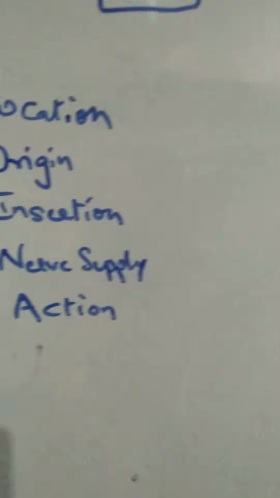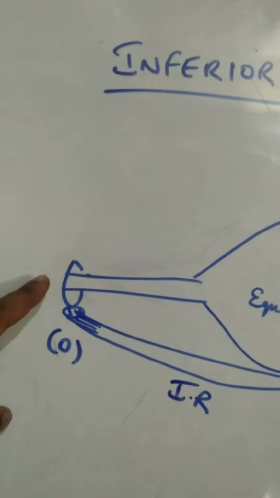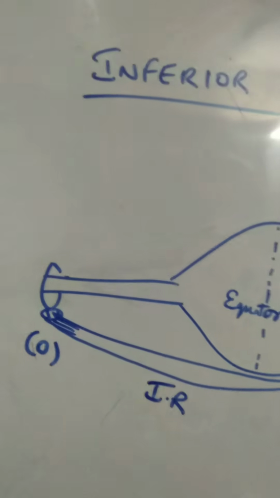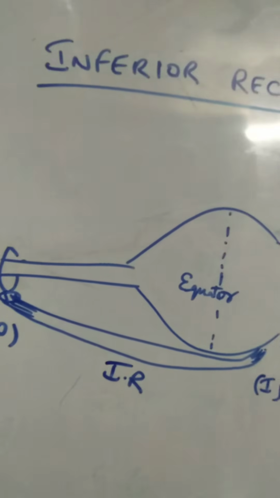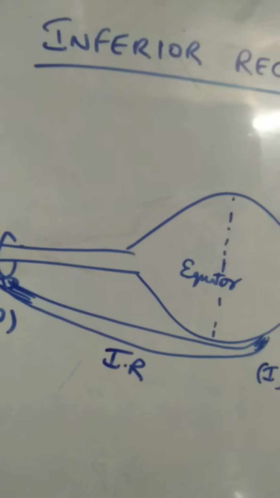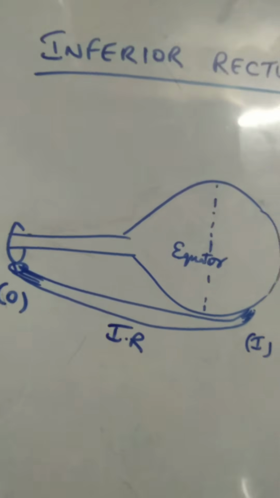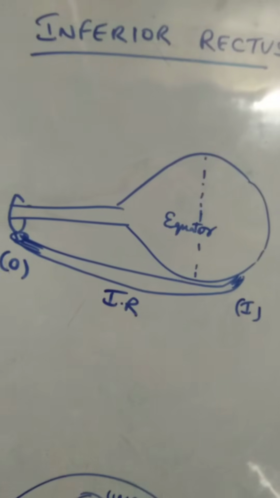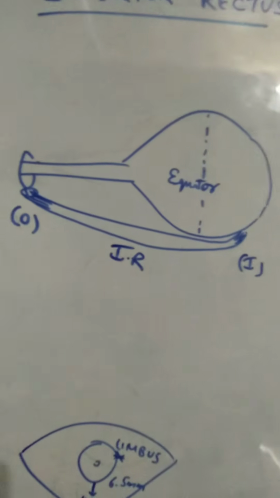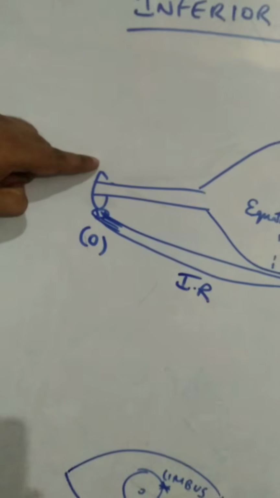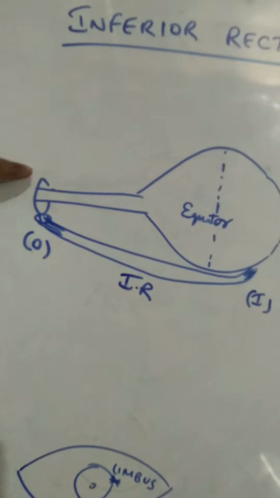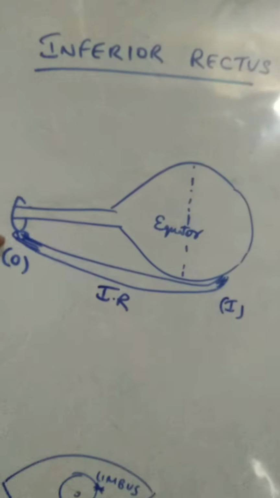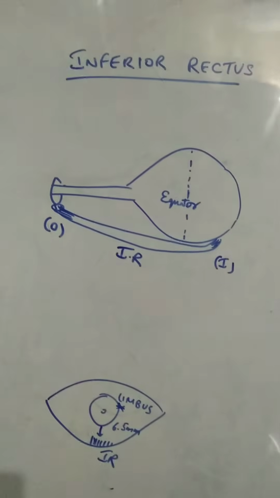So starting with the origin. It takes origin from the common annulus tendon. This common annulus tendon is called the tendon of Zinn, Z-I-N-N. If you have seen my previous video, you will remember that. It's also called the common tendinous ring of Zinn. So superior rectus takes origin from the upper part of the tendon of Zinn. So inferior rectus should take origin from the lower part of the tendon of Zinn. So that is the origin.